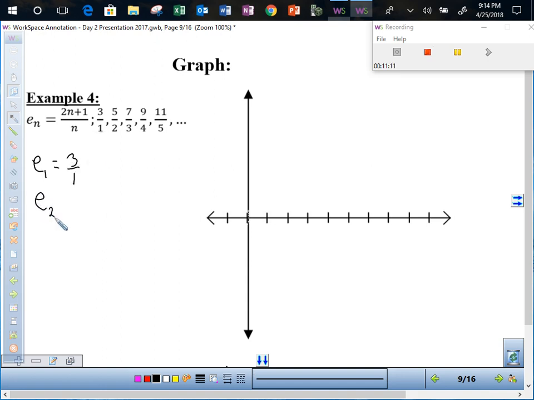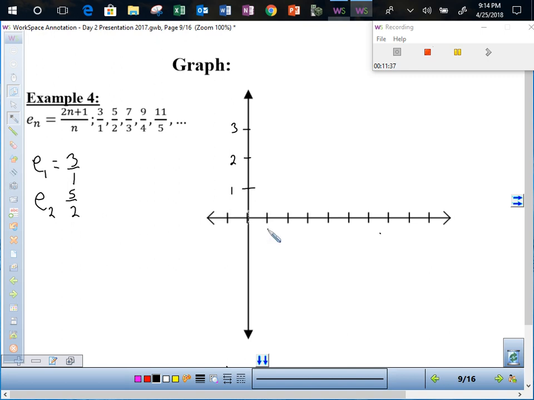To get the second term, plug in 2. 2 times 2 is 4, plus 1 is 5 over 2. So that's where we generated these numbers. Now, let's picture this. There's a 1, there's a 2, there's a 3. Now, let's plot these and see if we can figure out anything. And then I'm going to come back and have you relook at the equation.